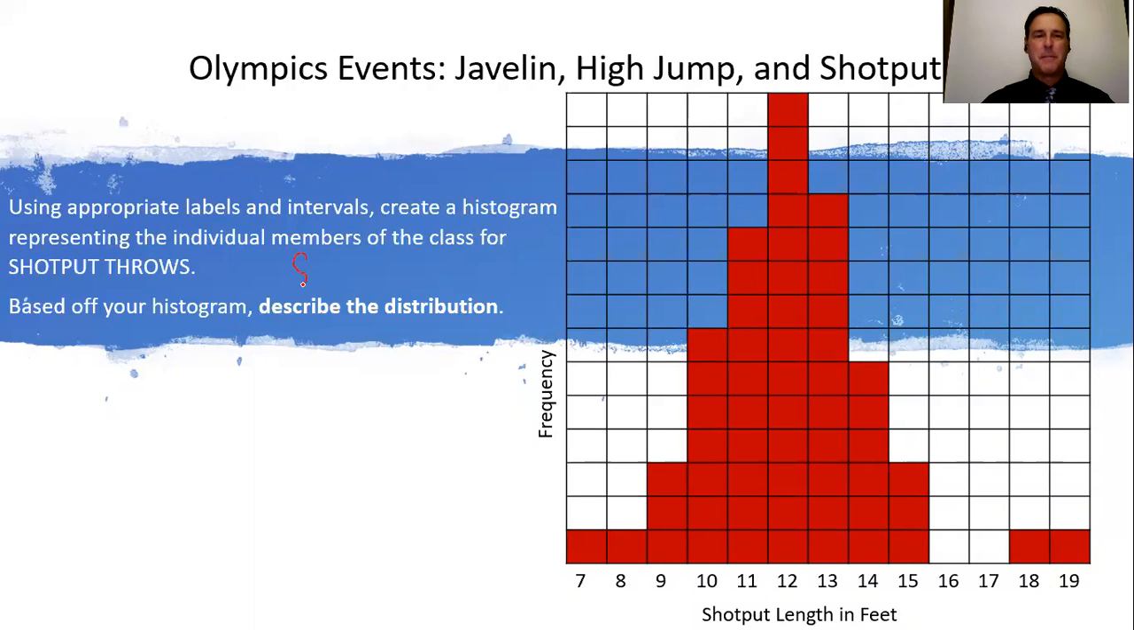For many, they remembered back to an earlier chapter and they thought of SOCS. The first thing there is shape. If I look at shape, I'd say it looks approximately normal. I know there's a big gap right here, but it does look like it's peaking in the middle and has lower frequencies as you move to the tails. So I'll say that the shape of the distribution of shot put throws is approximately normal.